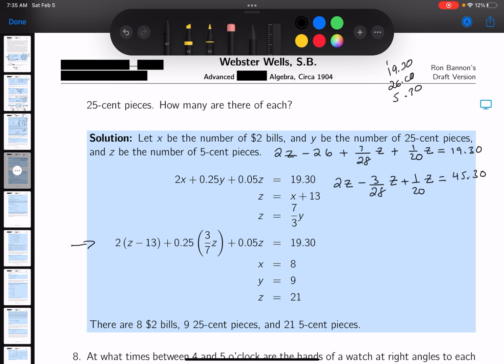Don't be intimidated. Okay, I've got to do some arithmetic. And I'm looking at this thing, and I notice I have to get the coefficient on the Z.